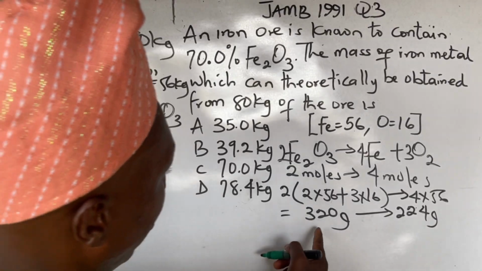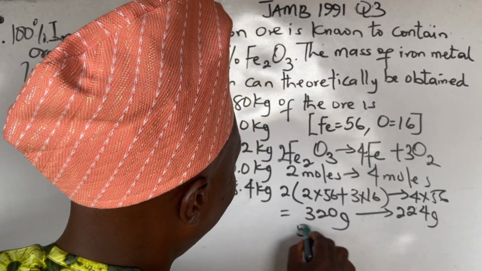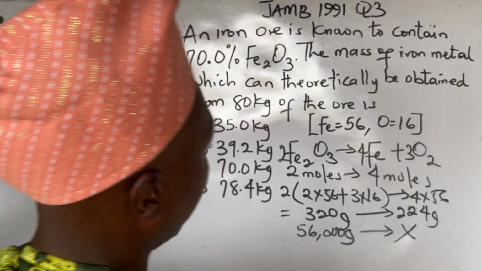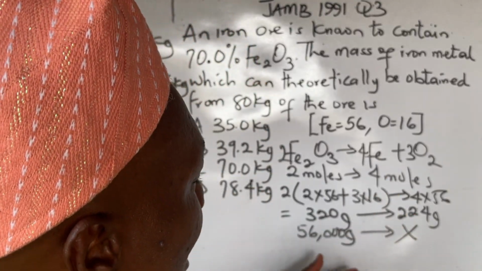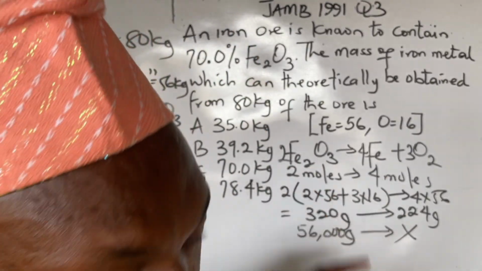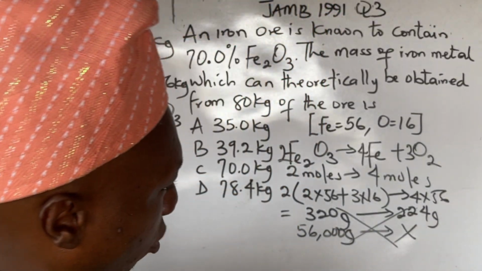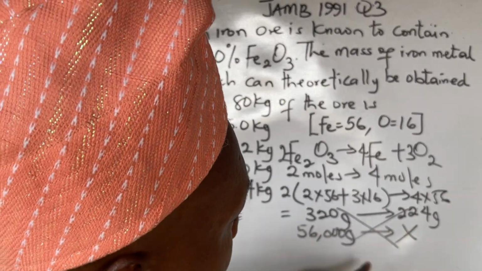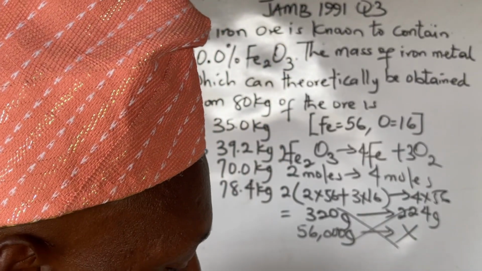So we have 320 is to 224 grams. So we have 56,000 grams will give us X. So we want to calculate the X gram of iron that will give you 56,000 grams of what? Iron oxide. So if we cross multiply, that means I'll be multiplying 56,000 and 224. I'll be dividing by 320. So let's do that.